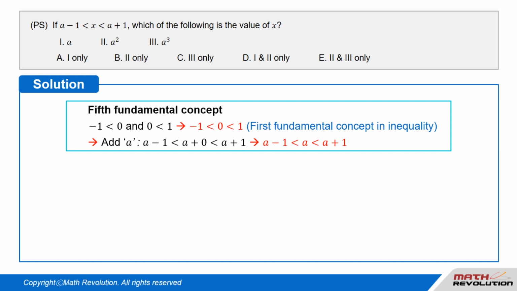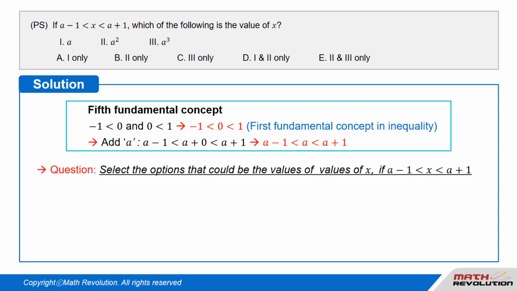We know that negative 1 is less than 0 and 0 is less than 1, so we can write negative 1 is less than 0, which is less than 1, by the first fundamental concept in inequality. Now, when we add a to all, the inequality becomes a minus 1 is less than a plus 0, which is less than a plus 1. That is, a minus 1 is less than a, which is less than a plus 1.